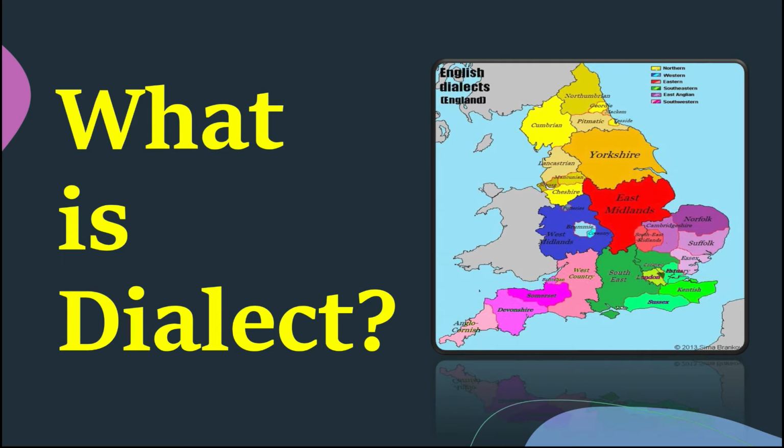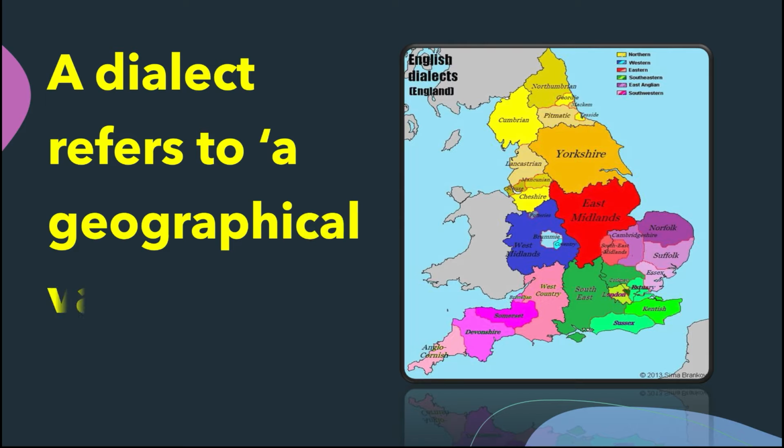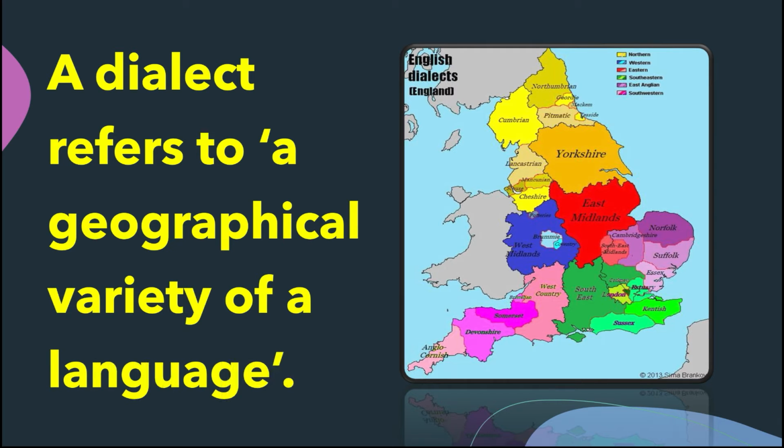What is dialect? Let's first discuss it. A dialect refers to a geographical variety of a language. It determines the language on the basis of geographical location. That is to say, a geographical variety of language. And in the map, you can see how the English language is divided into different geographical locations.